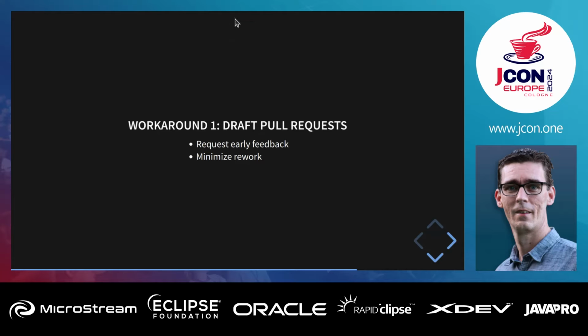It's not always possible, so there are some workarounds you can do. The first one is draft pull requests. Sometimes you recognize, okay, this is really big, we cannot split it up. You know that beforehand, or it's very hard. Then it's probably good to quickly sketch out a solution and create a draft pull request.